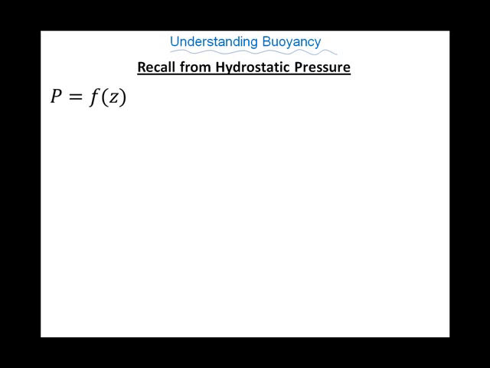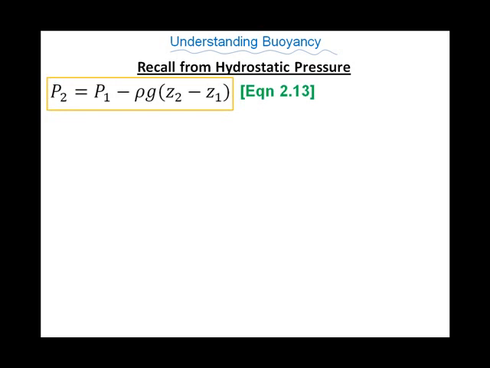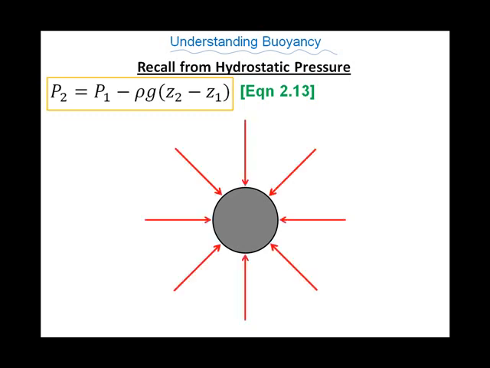From that understanding, we were able to derive a hydrostatic pressure equation, equation 2.13, which states that my pressure at point 2 is equal to my pressure at point 1 minus the density of the fluid times the acceleration due to gravity times the change in depth, or the change in height, within that fluid. The last key point to note before we move on is that if I have a body submerged in any fluid, then the pressure exerted by the fluid on that body acts inward and normal on all sides of the body.